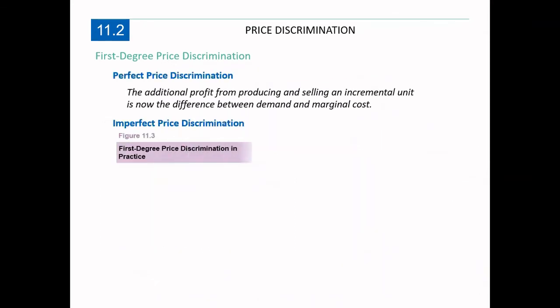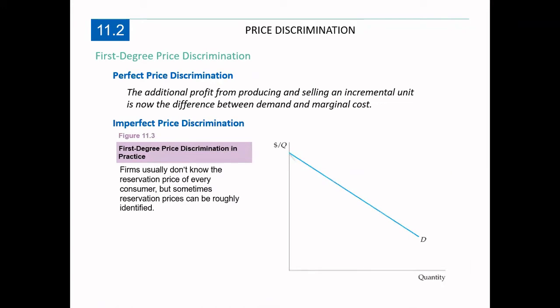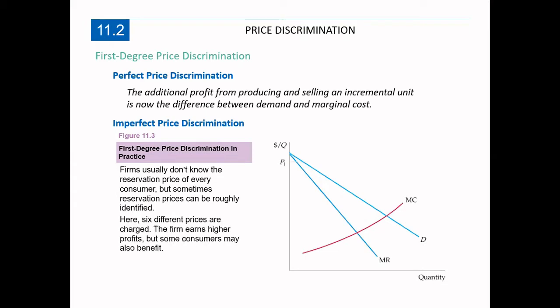So imperfect price discrimination, what do we mean by imperfect? Firms usually do not know the reservation price. If I don't know the maximum prices, this is called imperfect price discrimination, which means we set different prices for different customers until we meet the demand with the marginal cost. Remember, we meet demand with the marginal cost. This means that we can maximize the profit of the producers. So this is one of the practices where we maximize the profit of the producer.